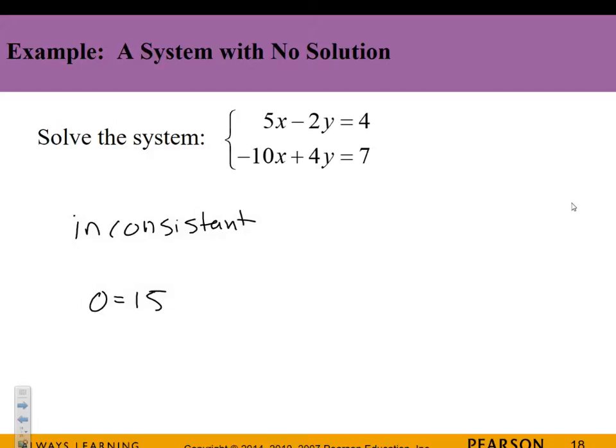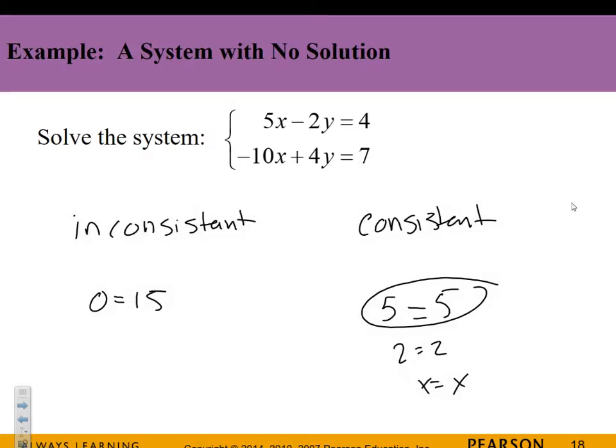Okay? So you're not going to get something like x equals a number. Now, in order for it to be consistent, you should get a true statement. Maybe something like 5 equals 5, 2 equals 2, x equals x. As long as what you end up with at the end is true, then you have a consistent system. Versus a false statement, inconsistent system. Make sense? Okay.